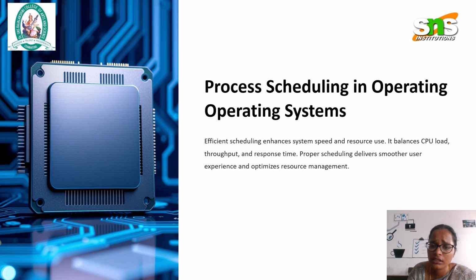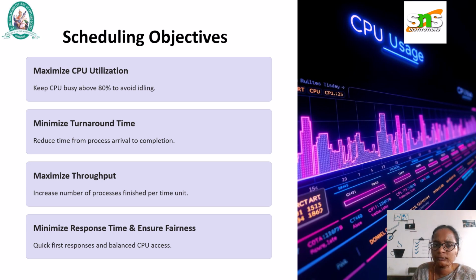Mainly, this process scheduling enhances the system speed and resource usage. If you have more resources, it uses all those resources and easily completes that particular task in a given period of time. And it also balances the CPU and the response time of the particular task.